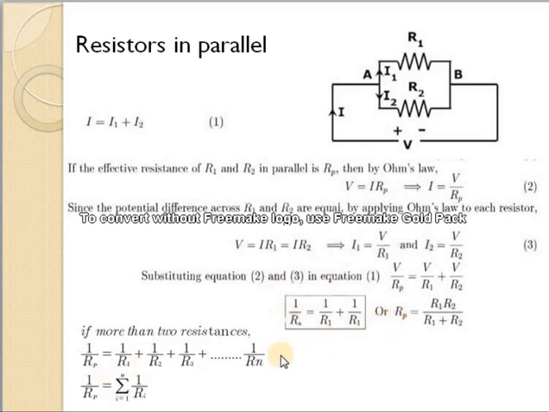Suppose we have two resistances, 2 and 3 ohm. When they are connected in parallel, what is the effective value of resistance? You may calculate. Rp is equal to 2 into 3 divided by 2 plus 3. That is 6 by 5. That is, Rp is equal to 6 by 5.